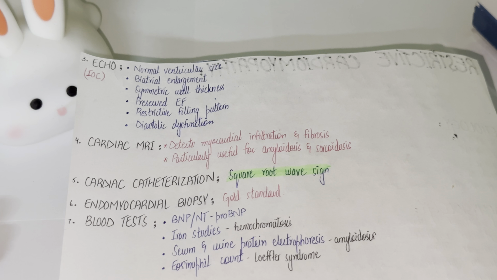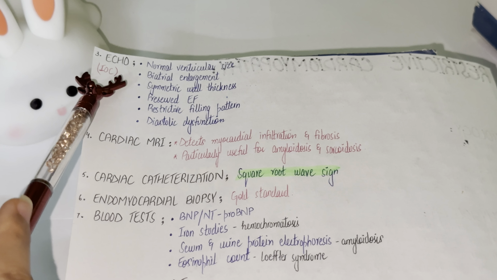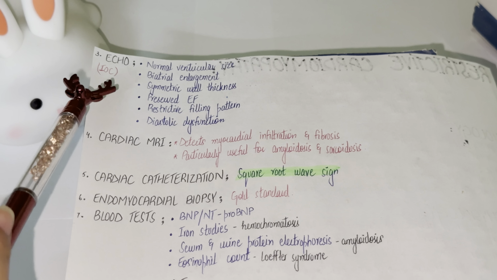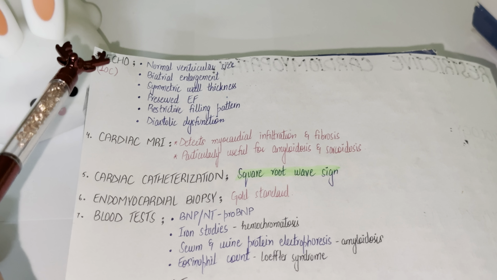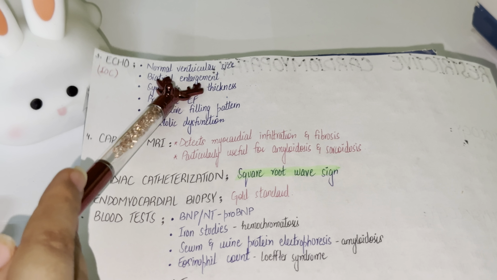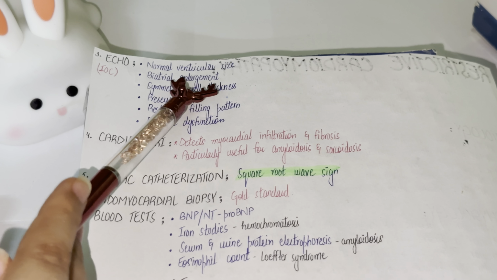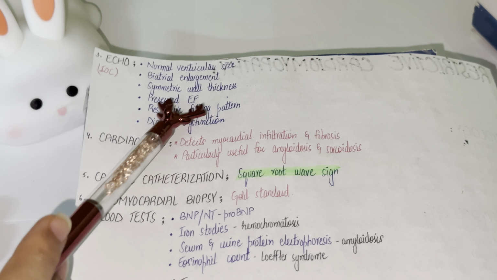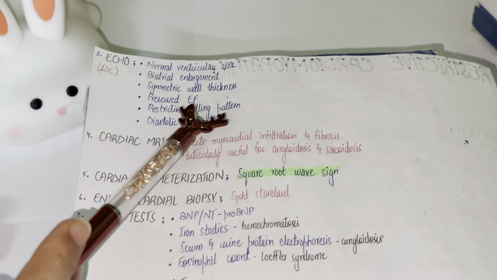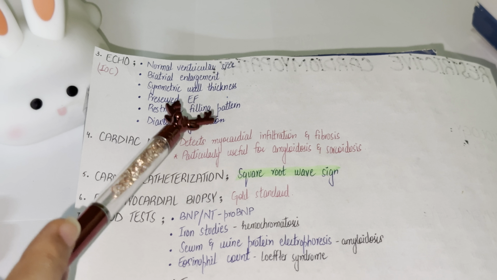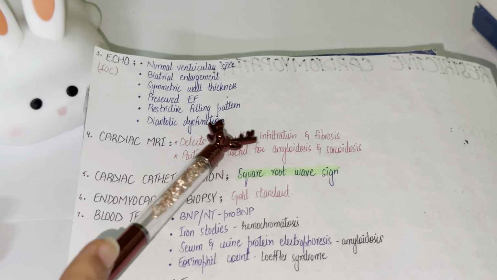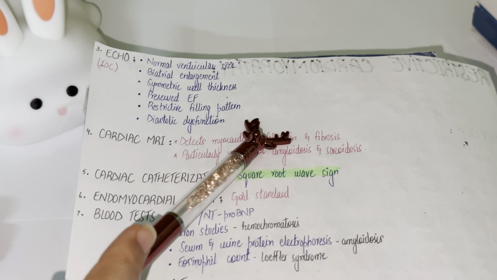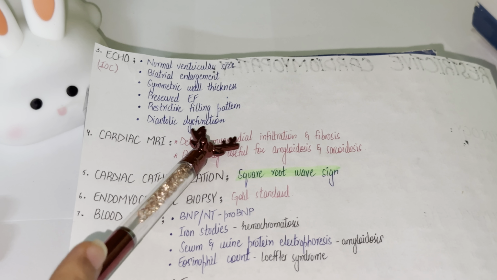The third investigation is echocardiography, which is the investigation of choice. What are the findings in echocardiography? We see normal ventricular size, biatrial enlargement, symmetric wall thickness, preserved ejection fraction initially, but in later stages, there may be some disruption found in ejection fraction. Restrictive filling pattern and diastolic dysfunction.